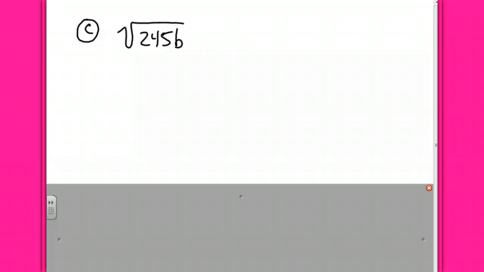Okay, let's try this. This is interesting. We have a variable expression, 245b. The square root of 245b.